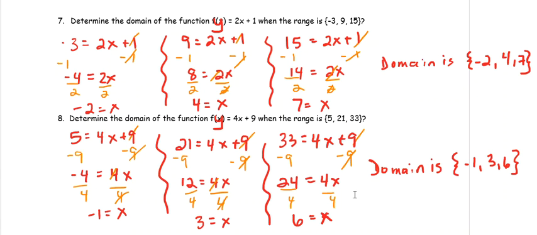Welcome back, and these are the answers for when the range is 21, you get x is 3, and then when the range is 33, you get x is 6. I hope you understand a little bit about function notation and identifying domain and range with an equation.